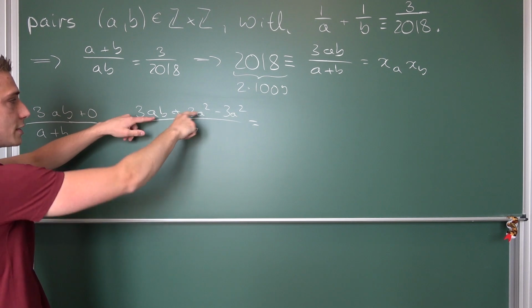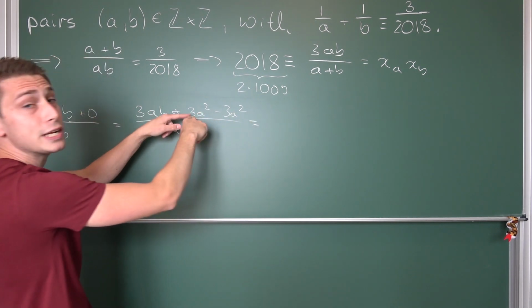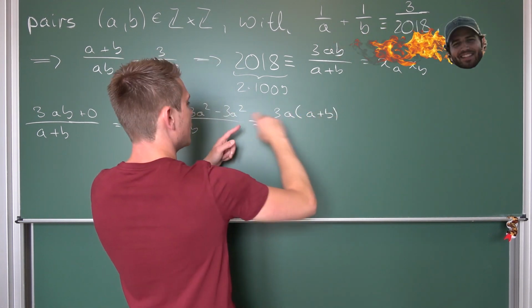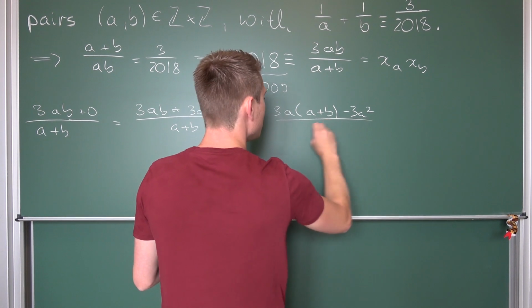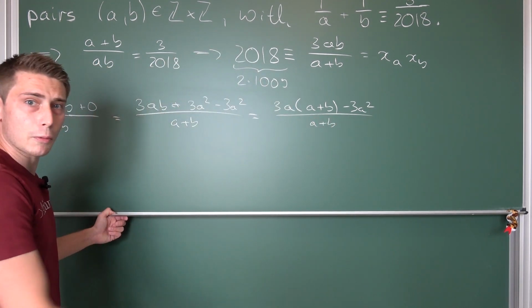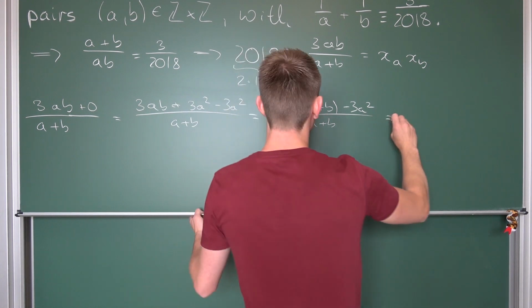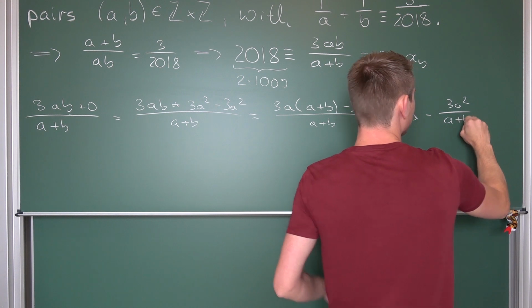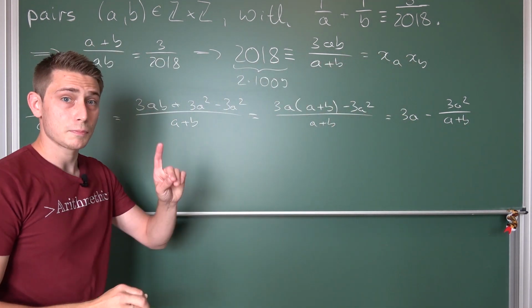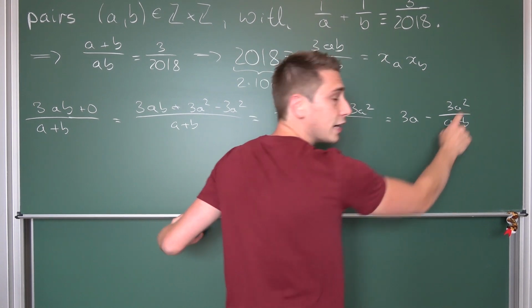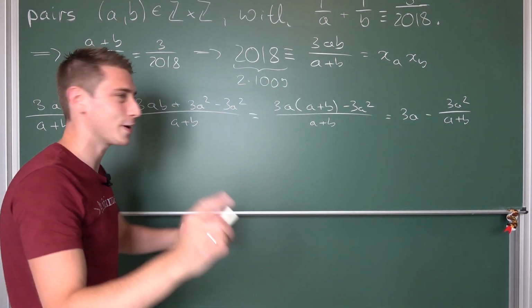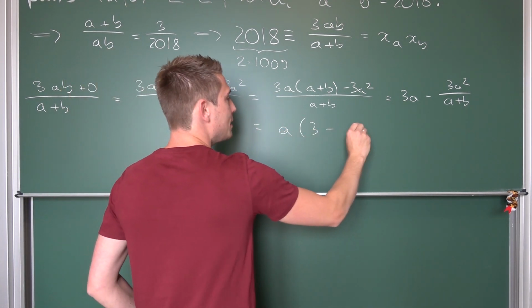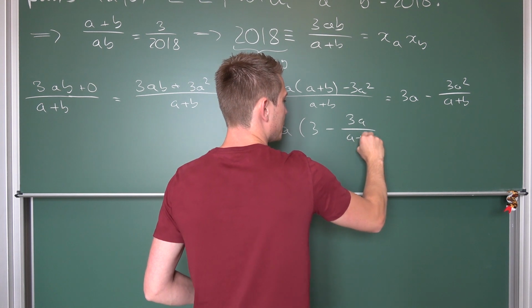Meaning this is going to give us, okay, factoring out a plus b, 3a over here, I'm terribly sorry, this is going to give us 3a times a plus b minus 3a squared over a plus b. And now we can just use the additivity of the numerator to get 3a minus 3a squared over a plus b. That wasn't any good yet, but look at this. We have a common factor of a here. Let us factor this out, and then you might notice where I'm going here. It's actually pretty ingenious, to be honest. We're going to get a times 3 minus 3a over a plus b.